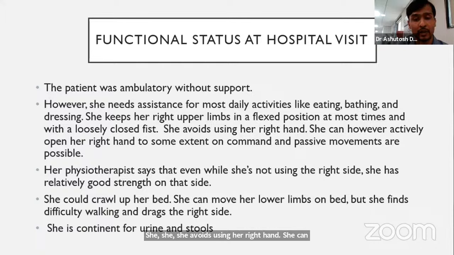Her physiotherapist says that even while she is not using the right hand, she has relatively good strength on that side. She could crawl up her bed, and she could move her lower limbs on the bed, but she finds difficulty walking and drags her right foot. And she is continent for urine and stool.